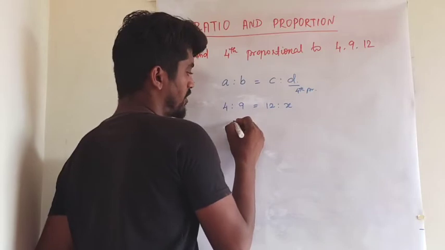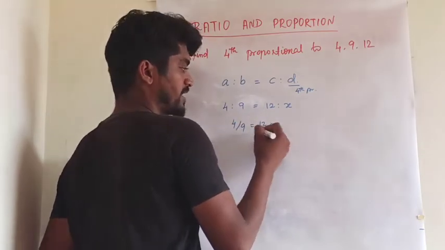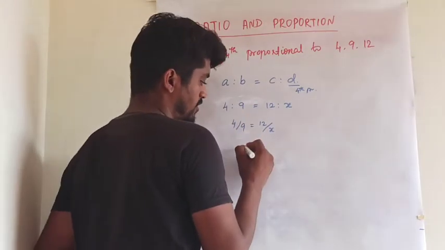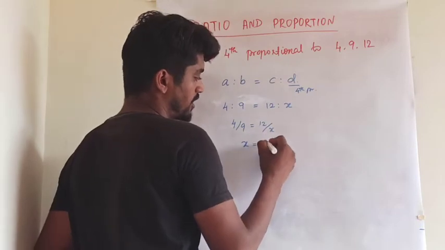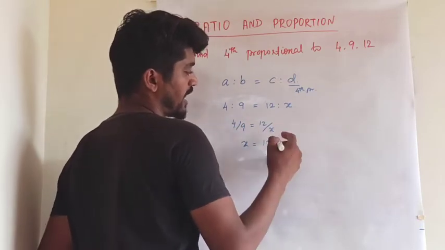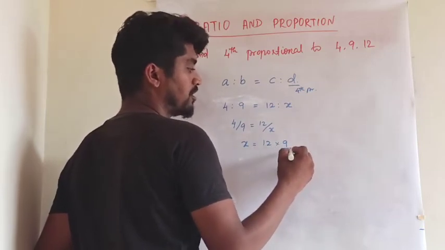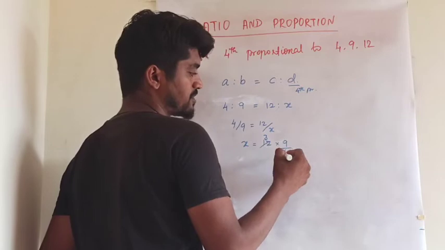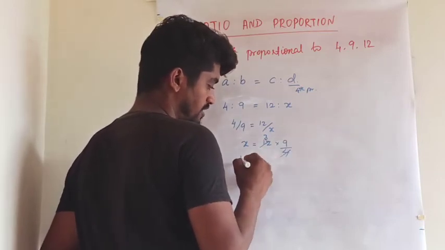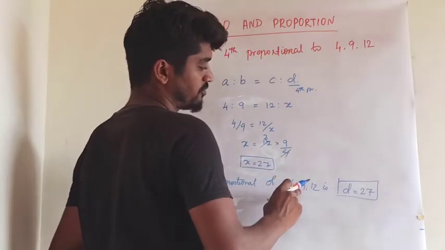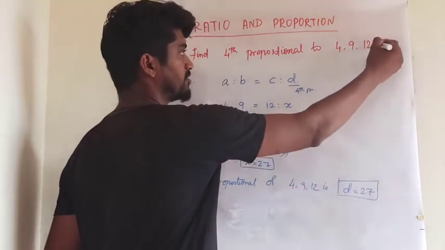It can be written as 4 by 9 is equal to 12 by X. We have to find X, so keep X on the left side of the equal sign. Here 12 remains. The 4 by 9 goes to the other side and converts to 9 by 4. We have to simplify: 3 times of 4 is 12. So X is equal to 27. So the fourth proportional of 4, 9, 12, that is D, is 27.